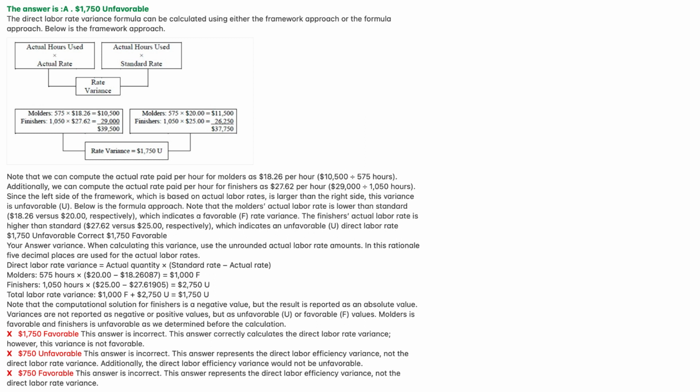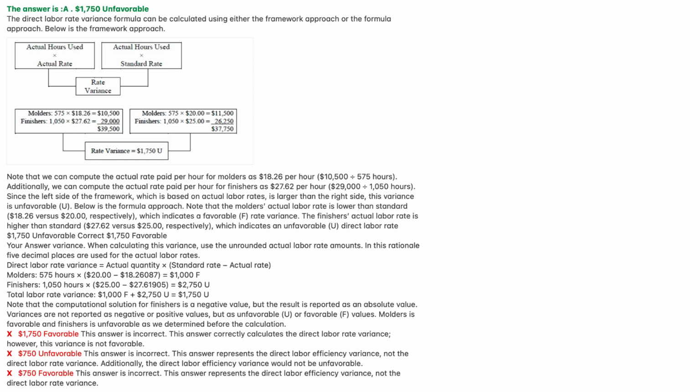$1,750 unfavorable. Correct answer: $1,750 favorable. Your answer variance. When calculating this variance, use the unrounded actual labor rate amounts. In this rationale, 5 decimal places are used for the actual labor rates. Direct labor rate variance equals actual quantity times standard rate minus actual rate.